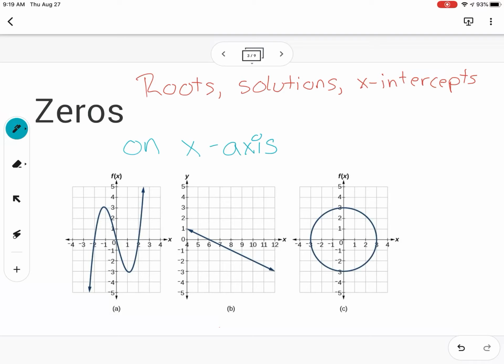Right? So what we do to say what they are is we just start listing. Like this point is -2, 0. This point is 0, 0. And this point is 2, 0. In the middle graph, we have 6, 0. And on the last one, we have -3, 0, and +3, 0. So you're just listing off all the points on the x-axis.